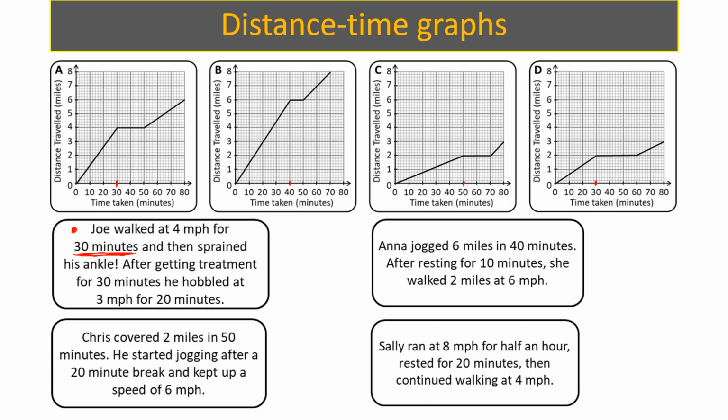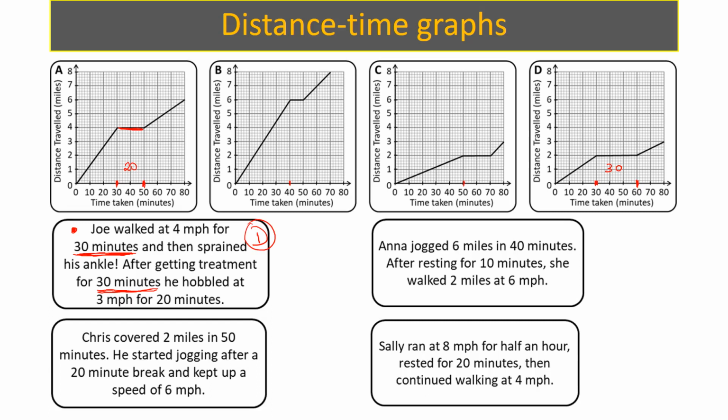So I'm going to read a bit more. After getting treatment for 30 minutes, that means that Joe was not moving, he was not walking for 30 minutes. So the next part of the journey needs to take 30 minutes. In graph A, it's from this part here, because this means not moving. It's from 30 to 50. That's only 20 minutes. For D, it's from 30 to 60. So that is 30 minutes. So I know that this journey is represented by graph D.